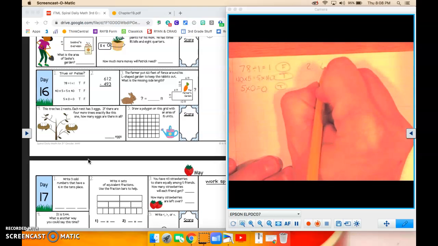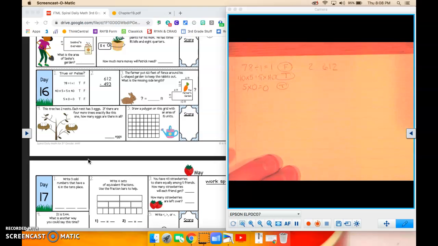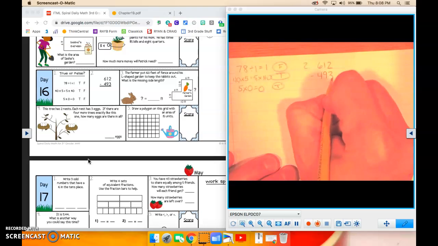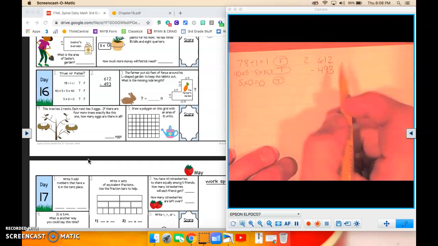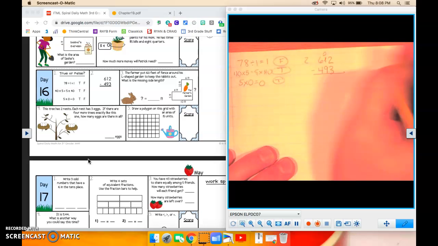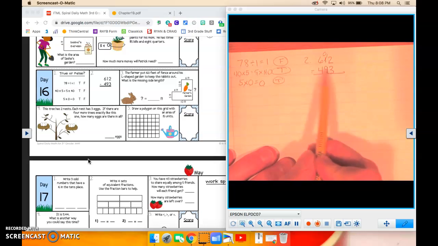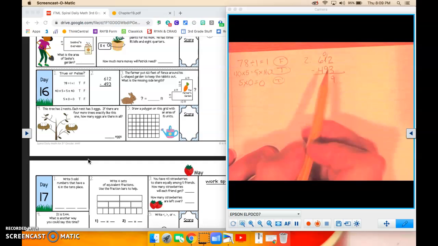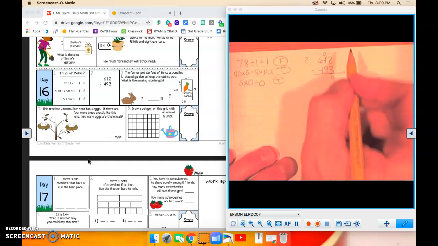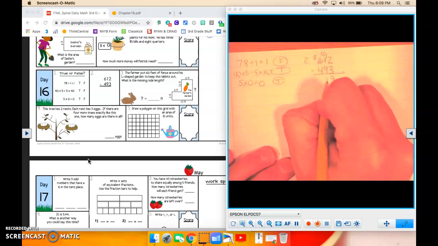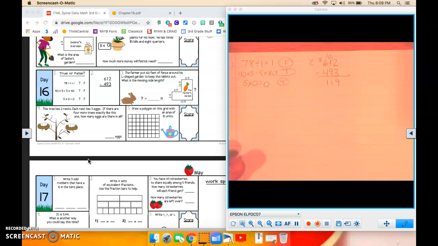Number 2, let's do some 3-digit subtraction. We have 612, and we are going to subtract 493. Here we go. 2 minus 3, more on the floor. Borrow from next door. 12 minus 3 is 9. 0 minus 9? More on the floor. Borrow from next door. 10 minus 9 is 1. 5 minus 4 is 1. 119.